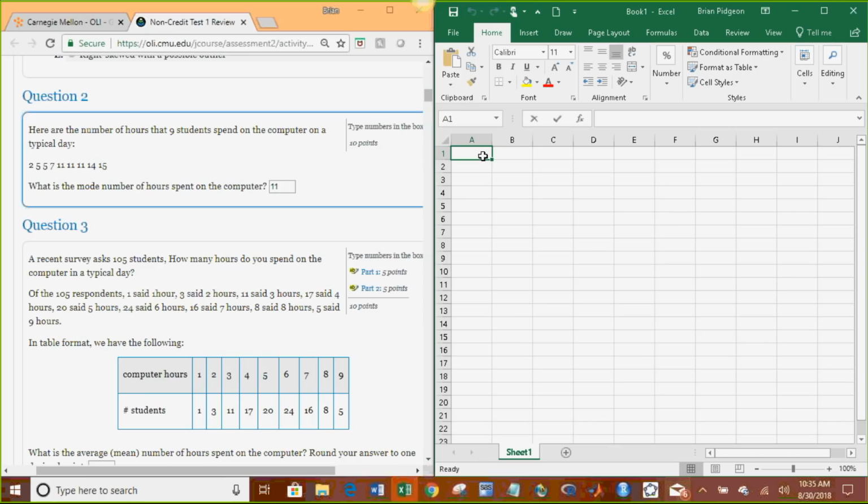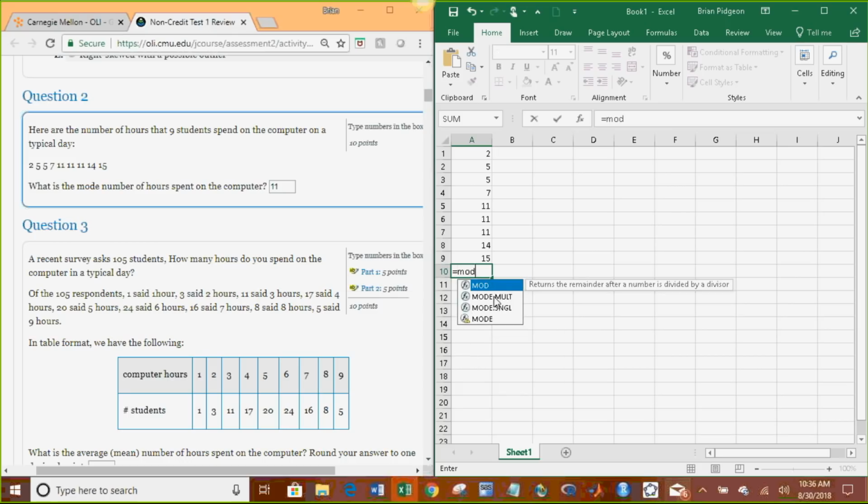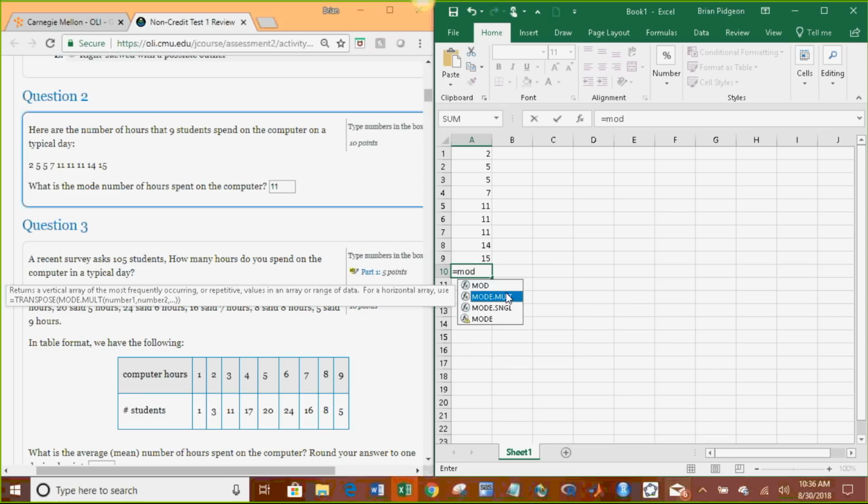If you want to do it in Excel, just go ahead and type these values in: 2, 5, 5, 7, 11, 11, 11, 14, and 15. What's nice about Excel is that, for the most part, the functions that you need to use to statistically determine these different measures of central tendency have names that are about what you're trying to find. So in Excel, before you do any type of function, you always want to start with the equal sign. Since we're looking for the mode, you can just type M-O-D-E. And you see mode multi, mode singular. You can just click on it, and it tells you exactly what it is.